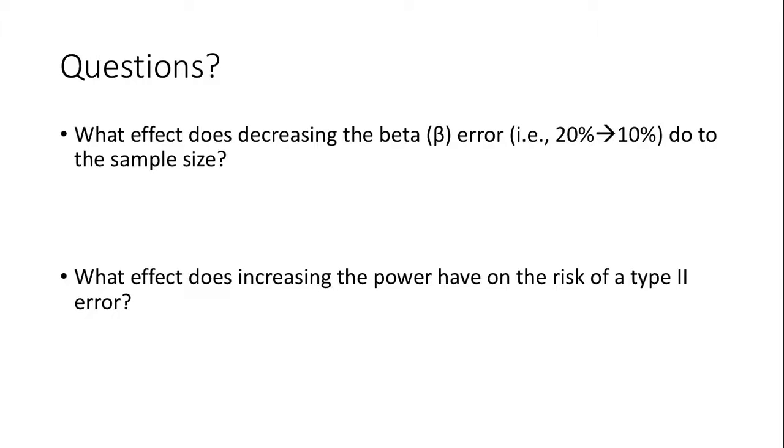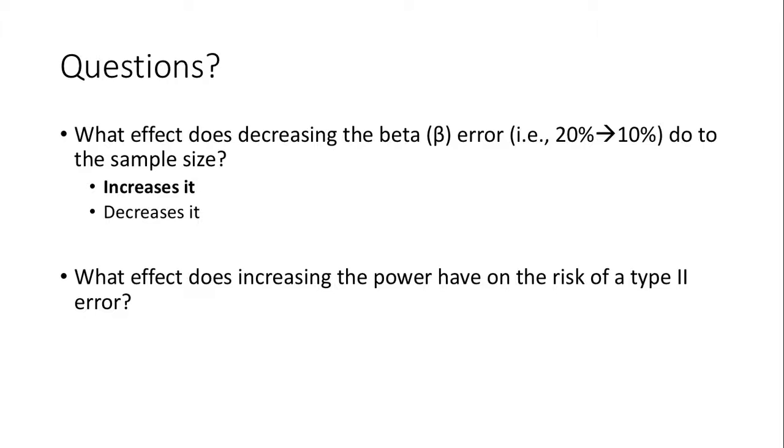So here's some questions for you. What effect does decreasing the beta error from 20% to 10% have on the sample size? Well, it increases it. Why do you think they chose a smaller beta error or greater power? Maybe they wanted to be much more confident, to reduce the risk of a type 2 error, of not finding a difference when in fact there really is one.